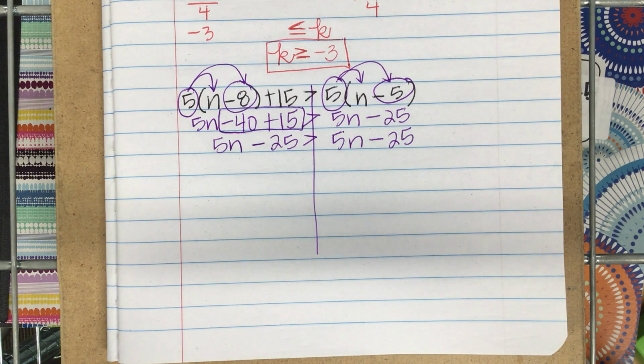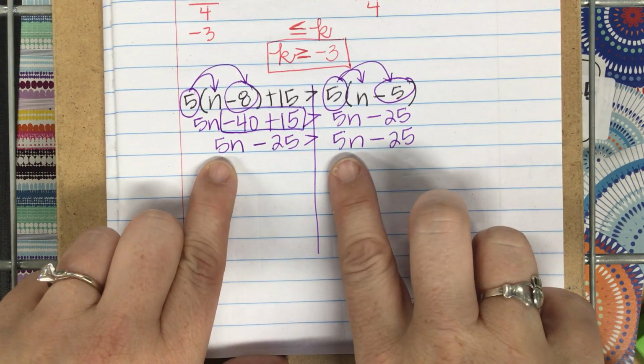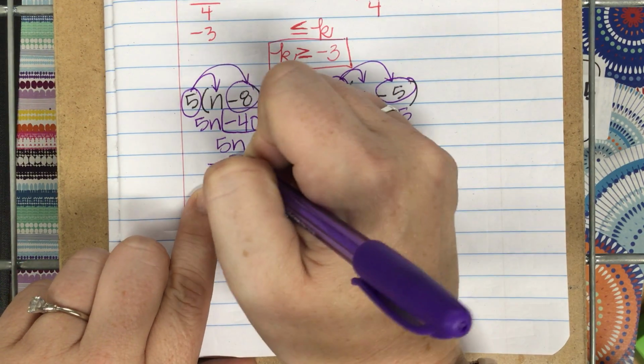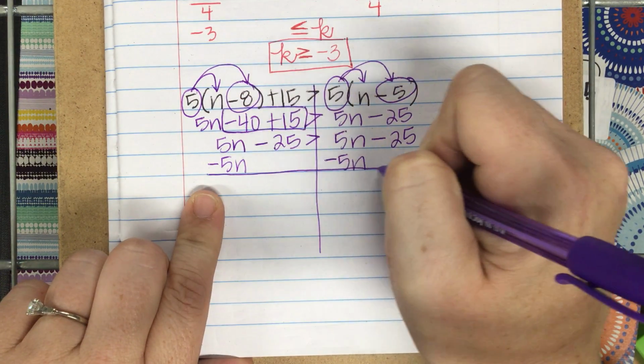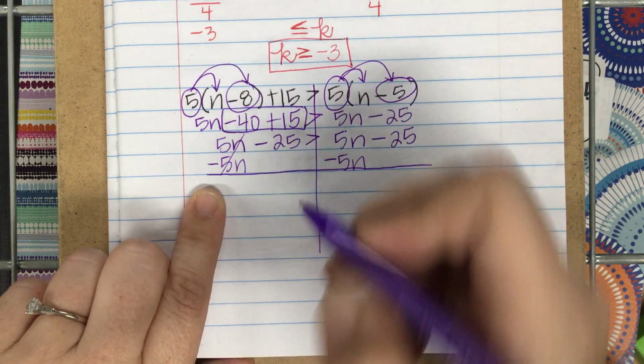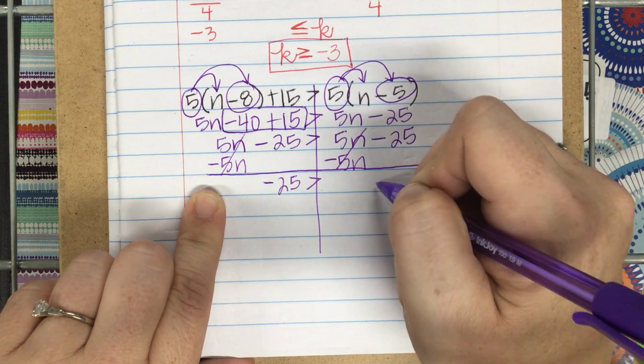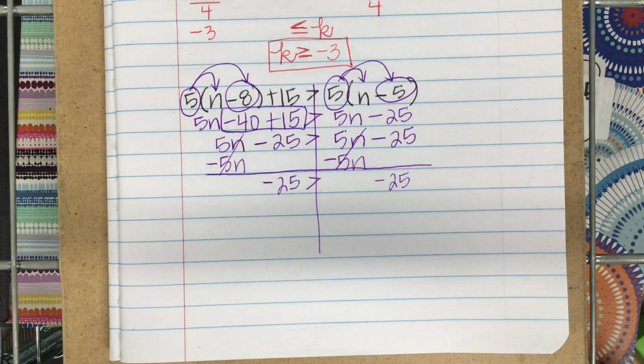Stay with me. Step 1, distribute. Did we do that? Yeah. And combine like terms. We had to do both of them. Step 2 in our notes is to move the smaller variable. Which one's smaller? Neither. They're both the same, so does it matter which one I move? I'm going to minus 5n. The n cancels out, so I'm left with negative 25 is greater than negative 25. Is that true or false? False. This is a false statement.